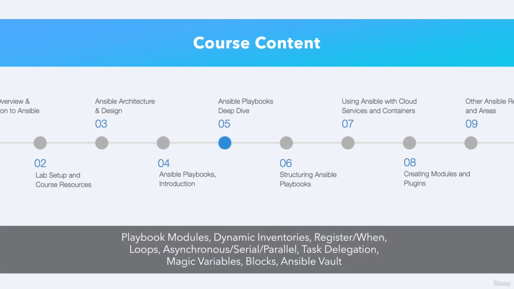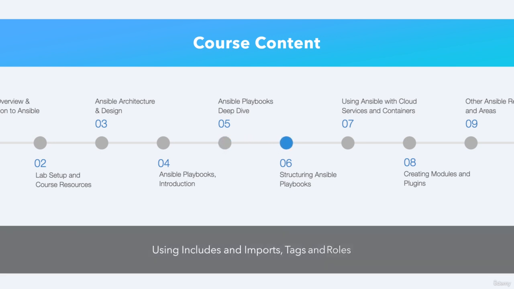In section 5, we'll take a look at some of the more common playbook modules. We'll look at dynamic inventories, both how to use them and how to create them, the use of register and when for capturing information, and the various ways of using loops. We'll look at the performance aspects with different means of execution such as asynchronous, serial and parallel, task delegation, i.e. how to make a task run on a specific target, Ansible's magic variables, Ansible blocks, and the Ansible Vault for securing information.